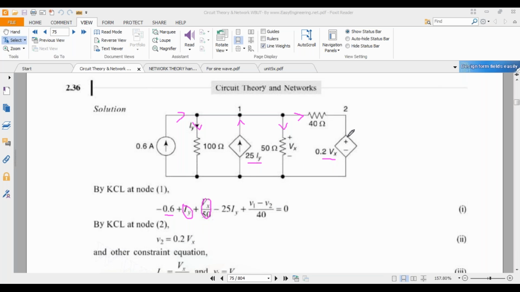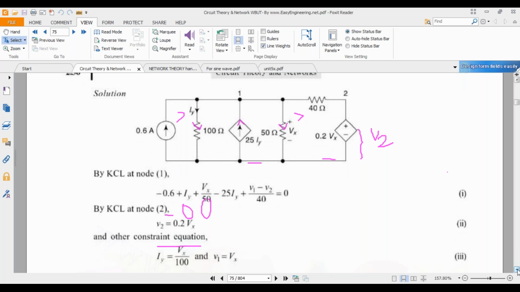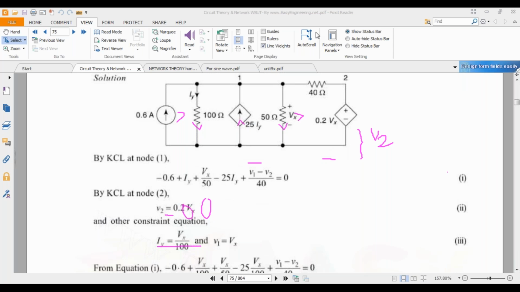Now from this one we can get that this voltage V2 is calculated as V2 is equal to 0.2 into Vx, where Vx is the voltage across 50 ohms. The voltage across 50 ohms is nothing but the current passing through the 50 ohm into 50 ohms, I into 50 ohms.